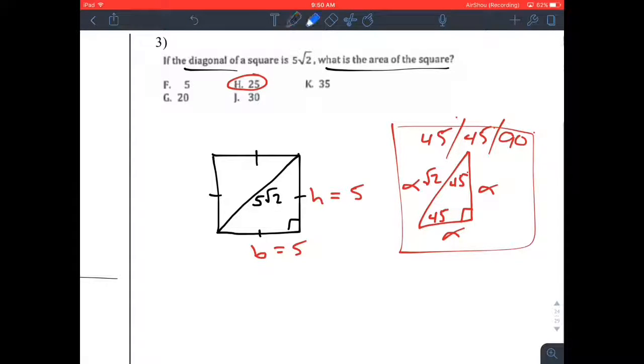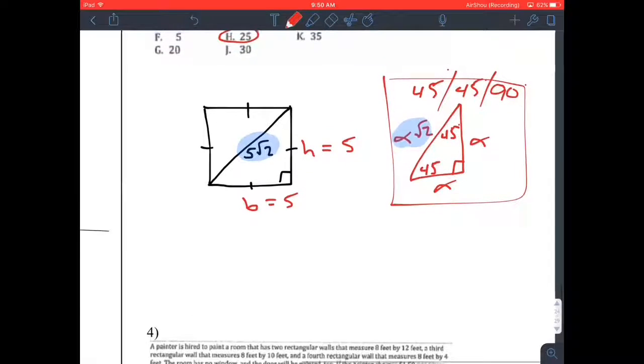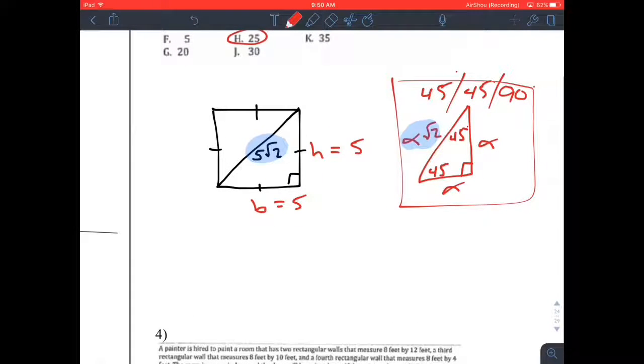So how does that relate to this problem? Well, if the diagonal is 5 square roots of 2, in our special right triangle, it's alpha square roots of 2. That means that 5 has to be alpha, which then means that these two sides are also alpha.